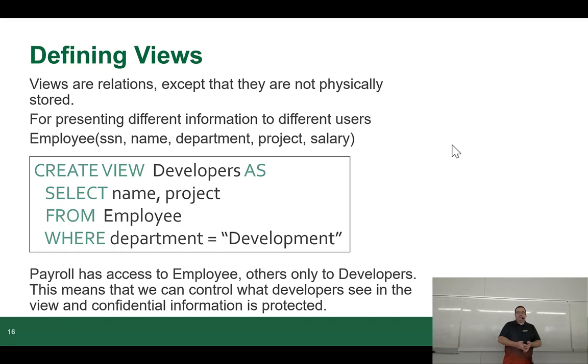So views are relations, except they're not physically stored. It's for presenting different information to different users. So we've got a table called employee with a social security number, name, department, project, and salary. We could, in theory, create a view that limits which records are being pulled out and how much of each record is being seen. So create view developers as, and then the query to define it. A payroll department would have access to the entire employees table, but some might only see the developers. It means we can control what the developers see in the view, and confidential information is protected.